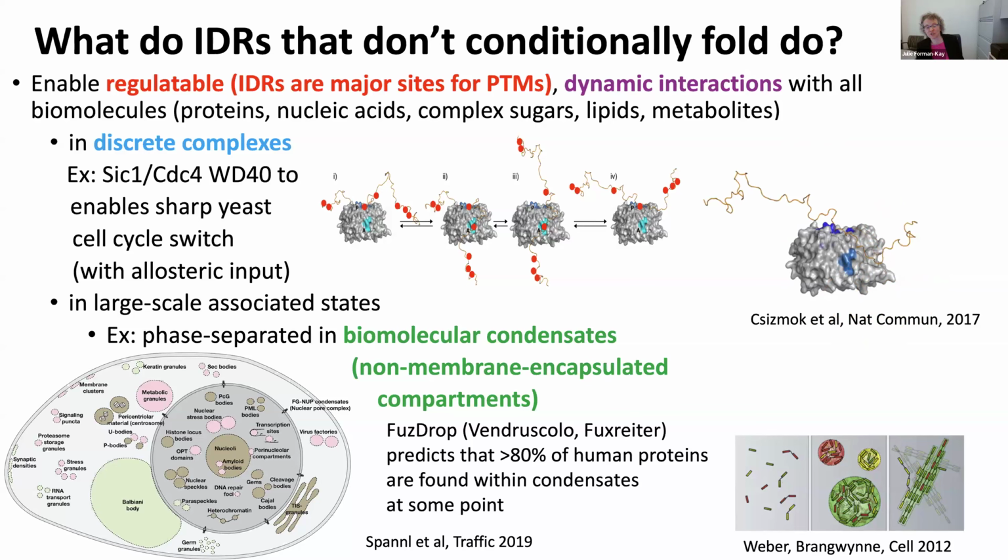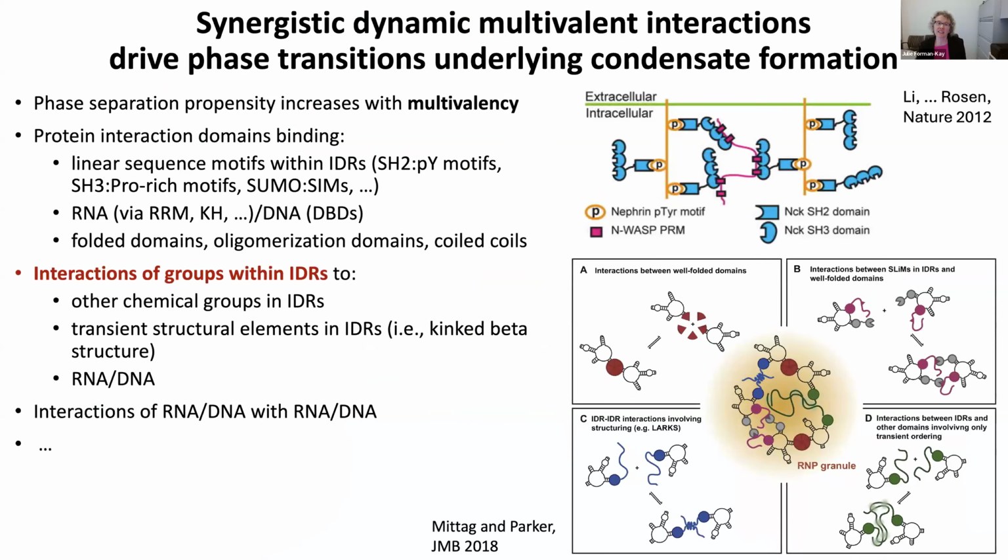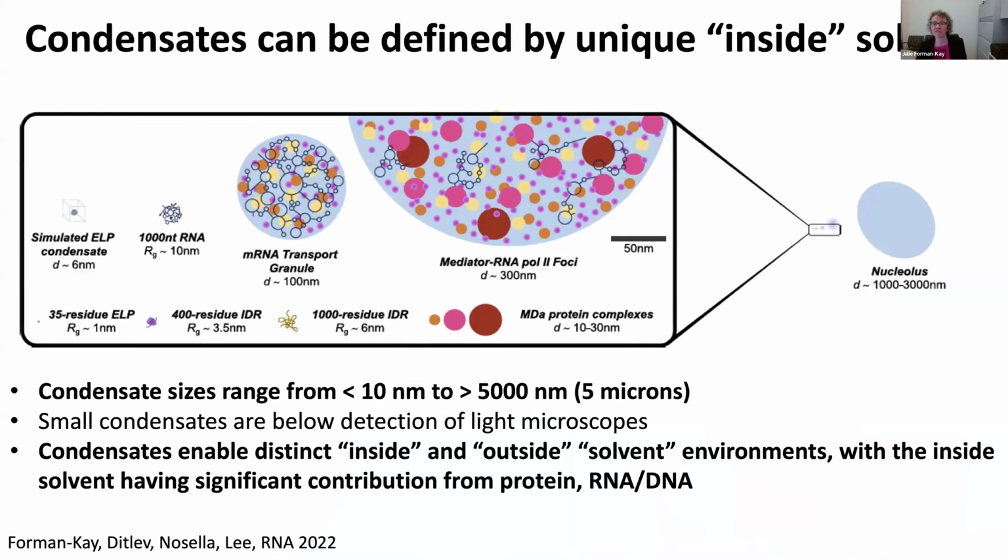Michele Vendruscolo and Monika Fuxreiter's work with FuzDrop predicted a number of years ago that more than 80% of human proteins are found within condensates at some point. So these condensates are driven by multivalent dynamic interactions involving folded binding domains for either IDRs, motifs within IDRs, nucleic acids, or other folded domains. Of most interest to me are the dynamic interactions of chemical groups within IDRs for other chemical groups or for nucleic acids, and nucleic acids themselves can phase separate.